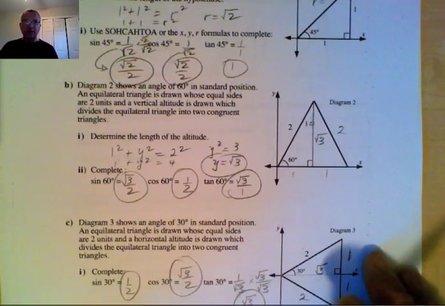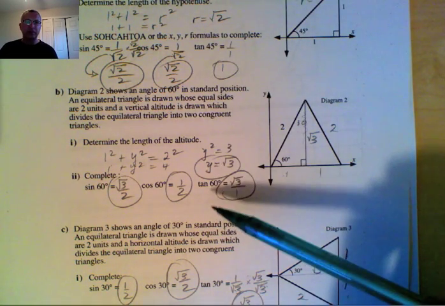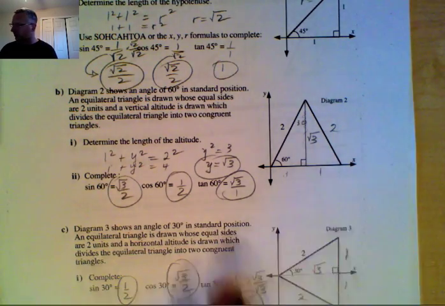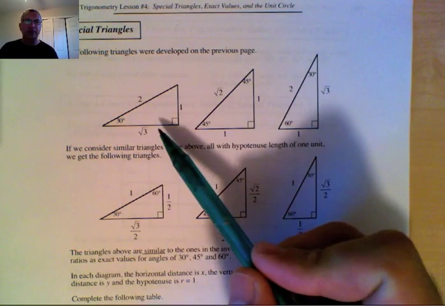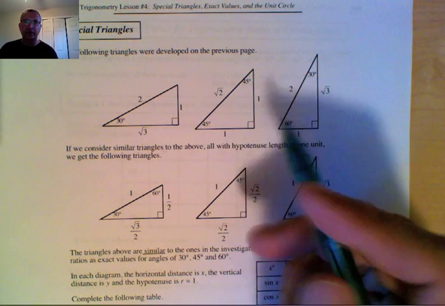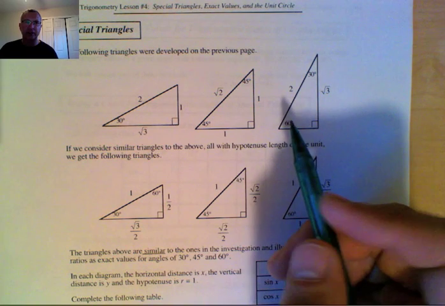So we've got all of these ratios: 3 ratios for 45 degrees, 3 ratios for 60 degrees, and 3 ratios for 30 degrees. If we look at those in relation to our special triangles, here are the special triangles we came up with, the 30, the 45, and the 60, exactly the way we just drew them in our investigation.